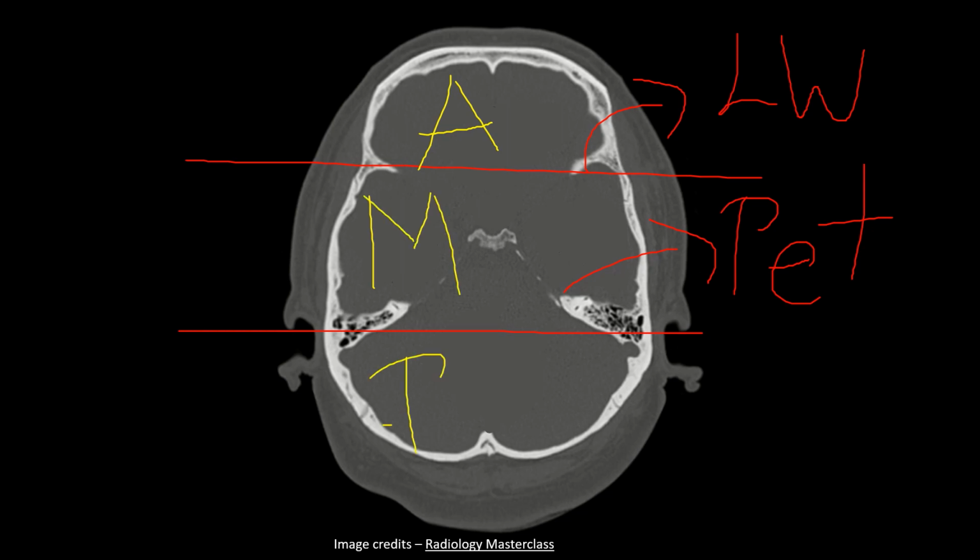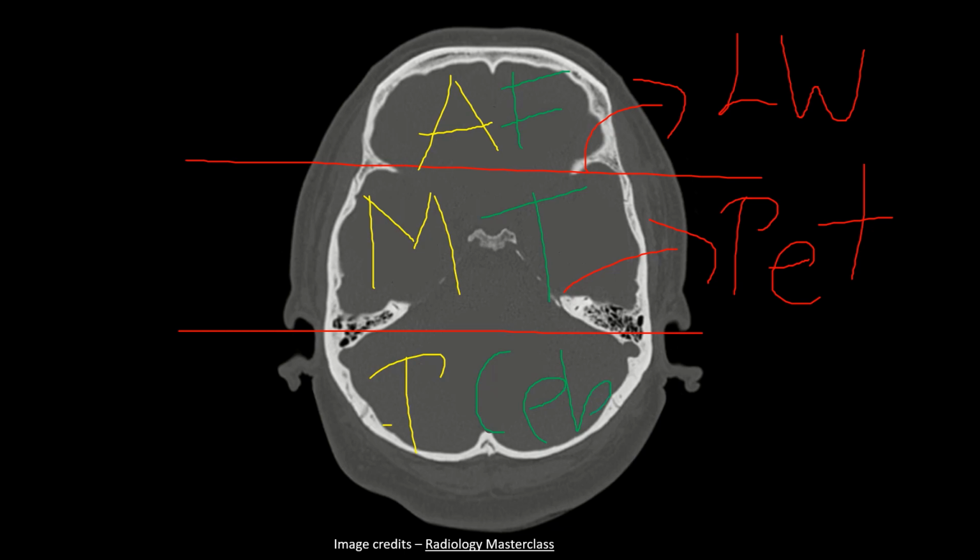Just to refresh your anatomy, the anterior cranial fossa contains part of the frontal bone, the frontal lobe. The middle cranial fossa contains the temporal lobe, and the posterior cranial fossa houses the cerebellum.